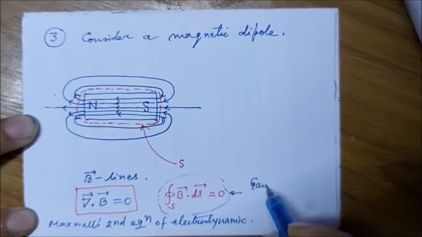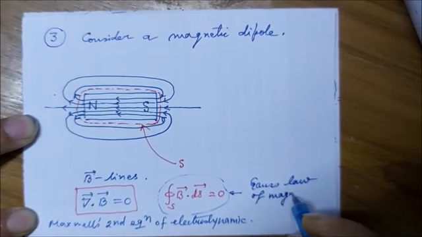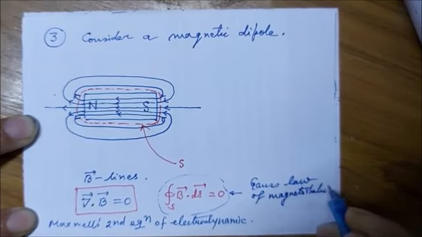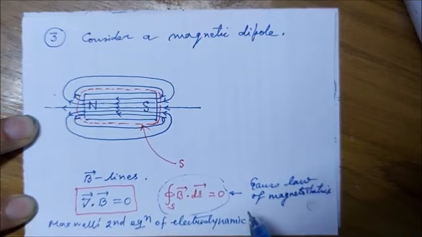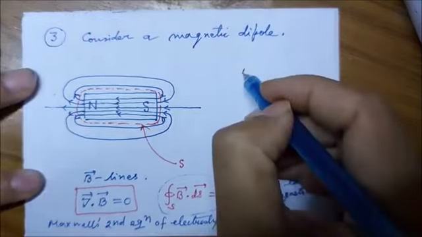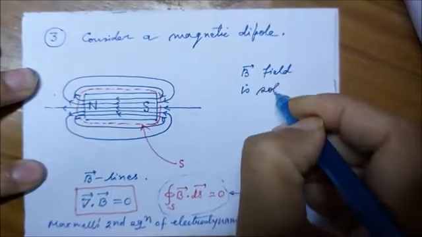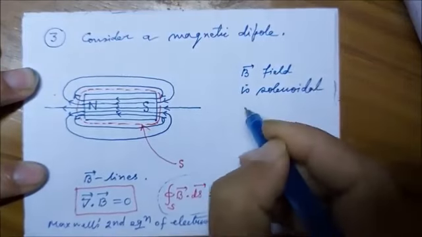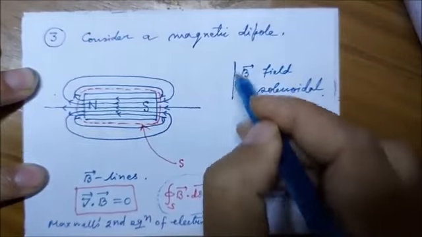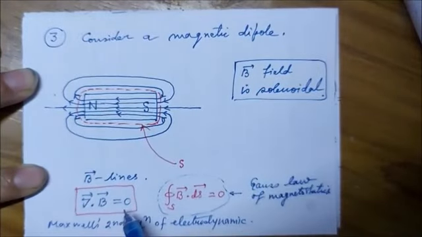This is Gauss law of magnetostatics. Here we should be cautious about one thing, that the surface should be closed. The flux of B over an open surface may not be 0, but over a closed surface it is 0, which is Gauss law of magnetostatics. The B field is solenoidal, neither source nor sink, since divergence B is 0.